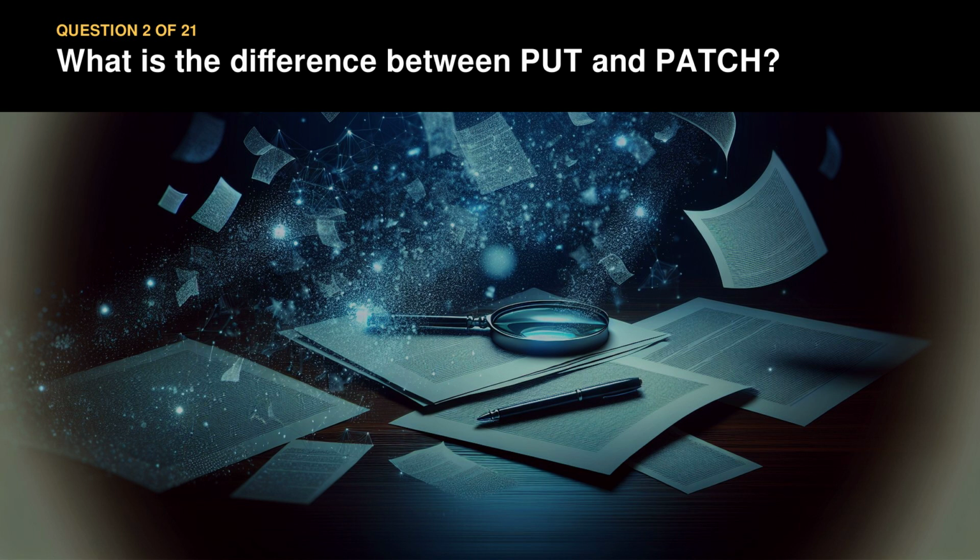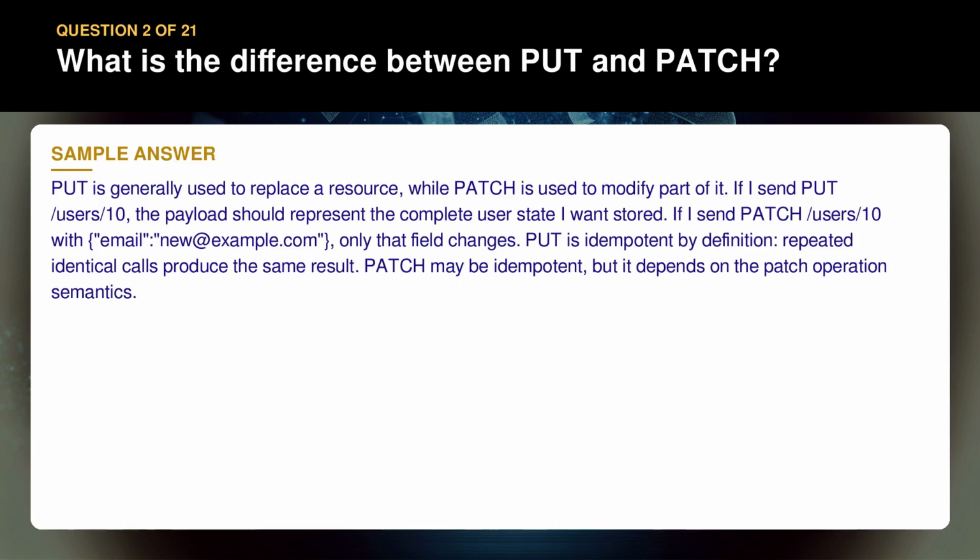Question 2. What is the difference between put and patch? Put is generally used to replace a resource, while patch is used to modify part of it. If I send put users 10, the payload should represent the complete user state I want stored. If I send patch users 10 with email new@example.com, only that field changes. Put is idempotent by definition. Repeated identical calls produce the same result. Patch may be idempotent, but it depends on the patch operation semantics.